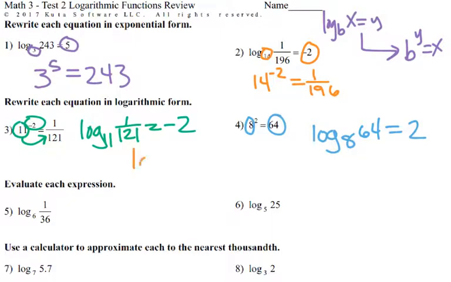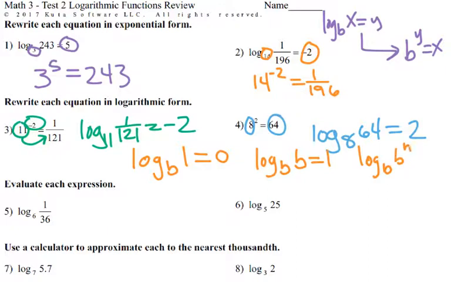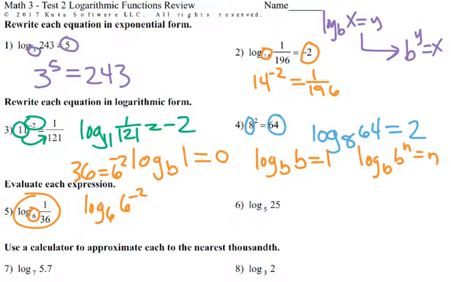Now, 5 and 6, we're going to evaluate each expression, and so we want to use these ideas that the log base b of 1 always has to equal 0, that the log base b of b always has to equal 1, and that the log base b of b to the n always equals n. Okay, so if I look at this one, 1 over 36, I know that 36 is related to my base, it's 6 squared. And if it's in a fraction, that makes it a negative. So we really have log base 6 of 6 to the -2. So what does that equal? Has to equal -2.